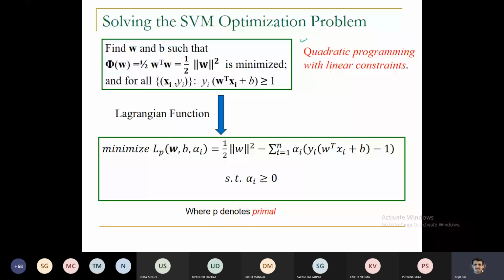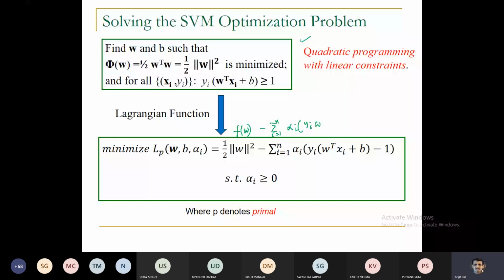So if we put a Lagrangian function out of this support vector definition, minimize L_P(w, b, alpha_i). Half of w squared, this is our f(w), and minus the summation i equals 1 to n, n is the number of data points. Now what is our constraint? So alpha_i, y_i, w transpose x_i plus b minus 1.